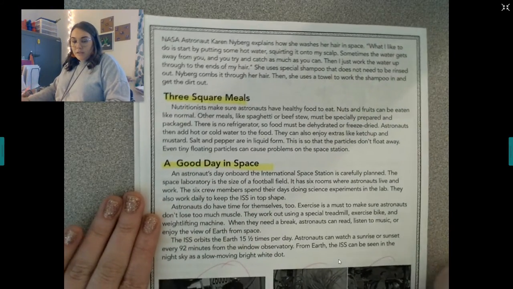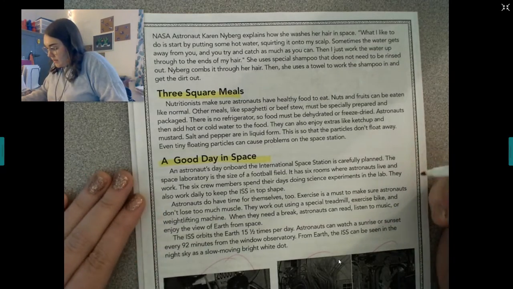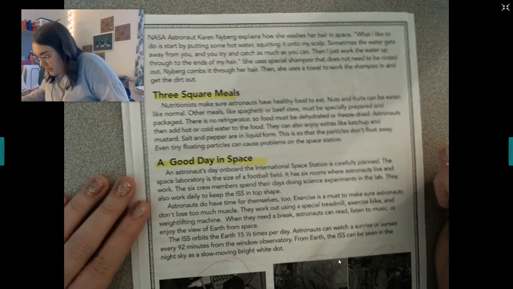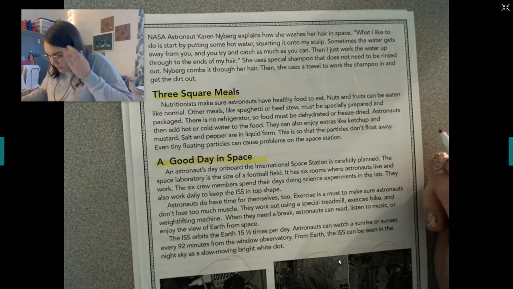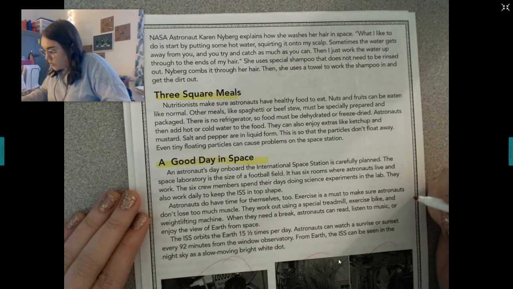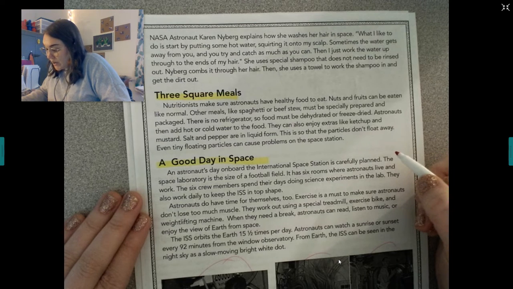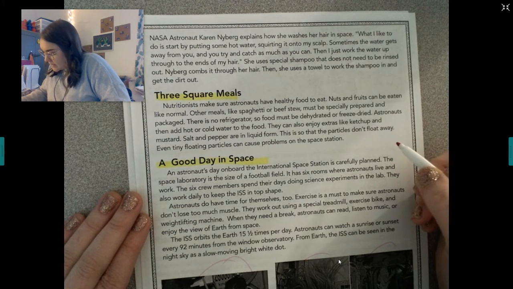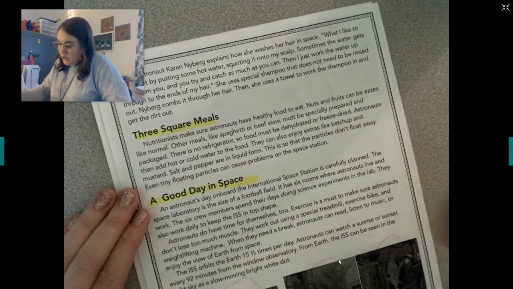Three square meals. Nutritionists make sure astronauts have healthy food to eat. Nuts and fruits can be eaten like normal. Other meals like spaghetti or beef stew must be specially prepared and packaged. There's no refrigerator, so food must be dehydrated or freeze-dried. Astronauts then add cold or hot water to the food. They can also enjoy extras like ketchup and mustard. Salt and pepper are in liquid form. Ew. This is also so the particles don't float away. Even tiny floating particles can cause problems on the space station.